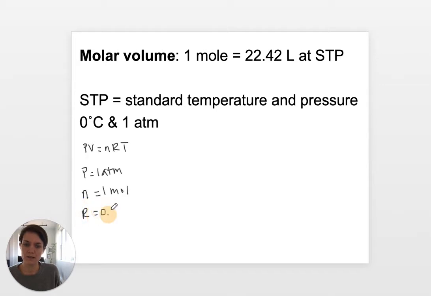Remember, of any ideal gas, it doesn't matter what its identity is at this point. R is that 0.08206 liters atmosphere per Kelvin mole. And T is that 0 degrees Celsius, otherwise known as 273 K. So now we want to rearrange PV equals nRT in order to isolate volume to one side of the equal sign.